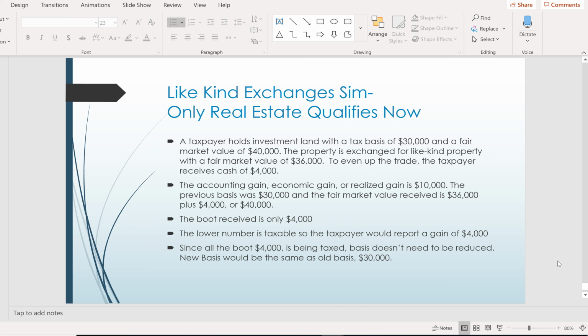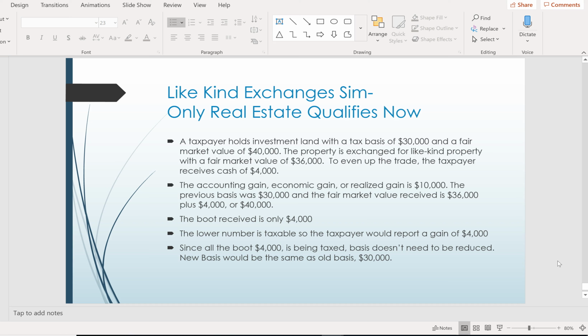So first we have to determine what they call the realized gain or the accounting gain or the economic gain, and that's determined by taking the fair value received, which is $36,000 plus $4,000 in cash, or $40,000 received, minus the basis of the old property, which was $30,000, and your realized gain is $10,000. But the boot received is only $4,000. That's the cash. The lower number is always taxable in a like-kind exchange. The lower number of the realized gain of 10 versus the boot of 4. So that means 4,000 will be taxable even though it's a like-kind exchange.